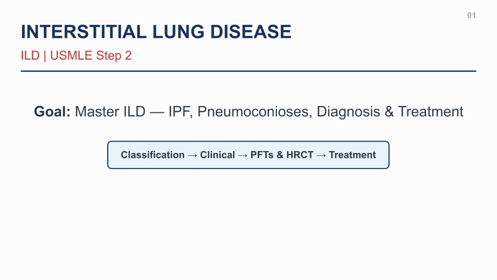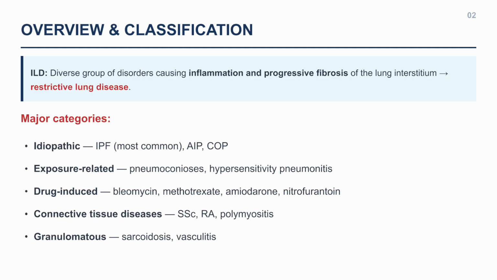Let's get started. Interstitial lung disease is a diverse group of disorders characterized by inflammation and progressive fibrosis of the lung interstitium. The end result is restrictive lung disease with stiff, scarred lungs that cannot expand normally.